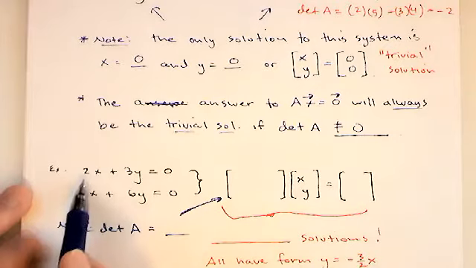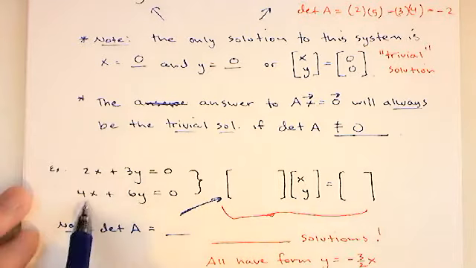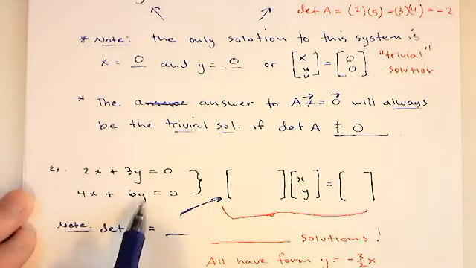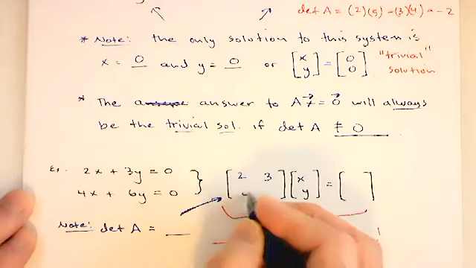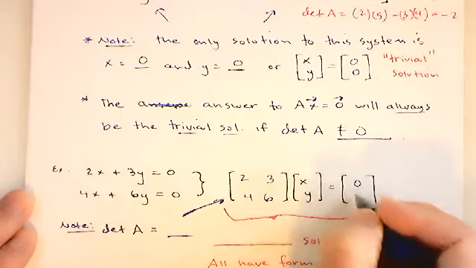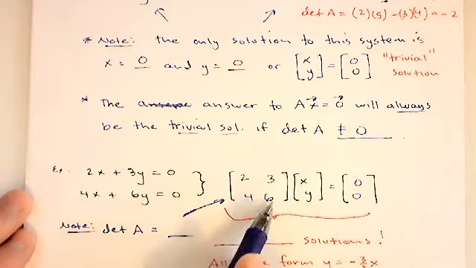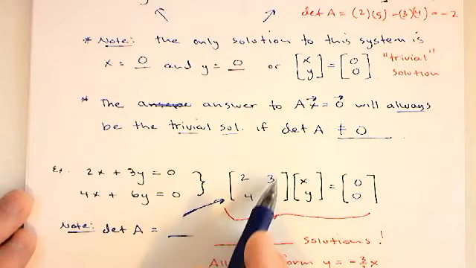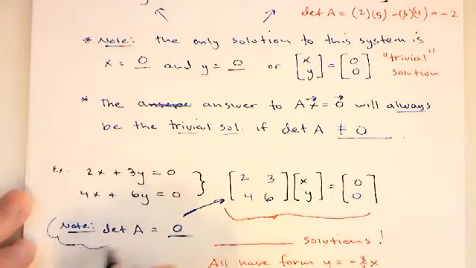Now, what would happen though if my system of equations changed? Notice what I'm doing. The first equation is the same, 2x plus 3y equals 0. But I made my second equation 4x plus 6y equals 0. My coefficient matrix is now 2, 3, 4, 6 times x, y equals 0, 0, the zero vector. And notice this time my determinant is 2 times 6 minus 3 times 4. My determinant is 0 in this case, right? I'm going to separate this out.